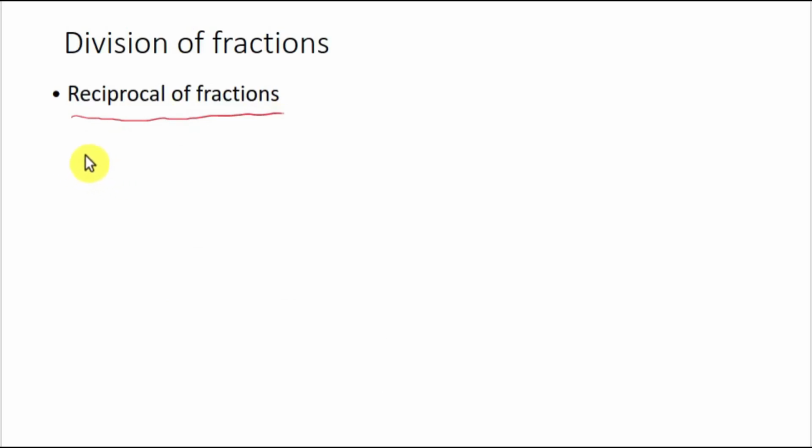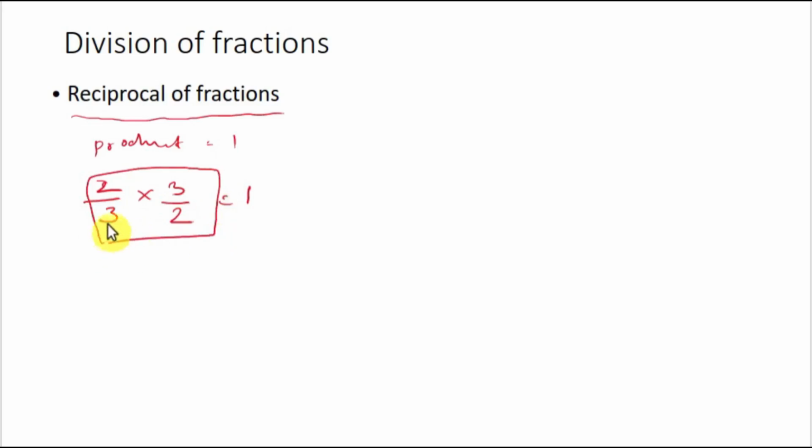Two fractions are said to be reciprocal of each other if their product is 1. For example, 2 by 3. What is the reciprocal of 2 by 3? 3 by 2, and the product equals 1. So two fractions are said to be reciprocal of each other if their product is 1.